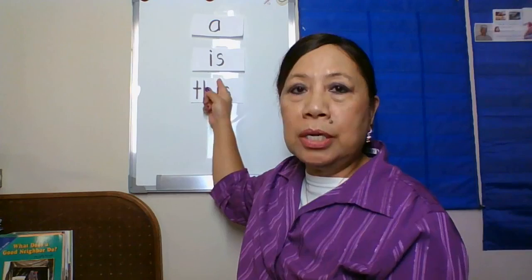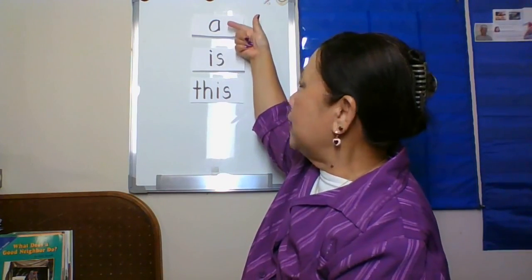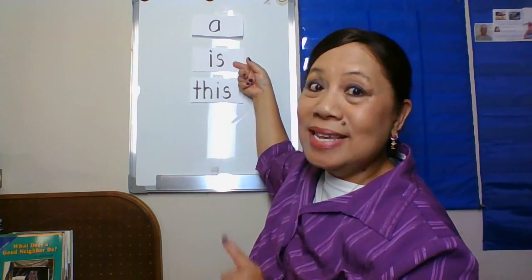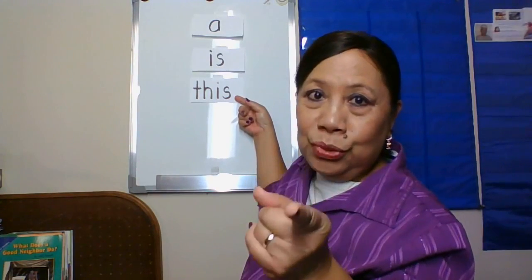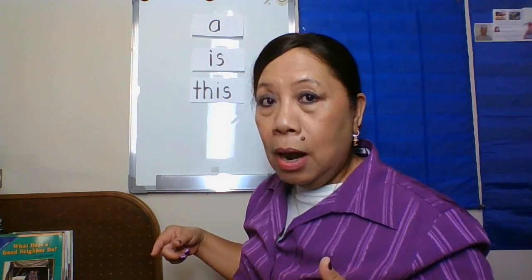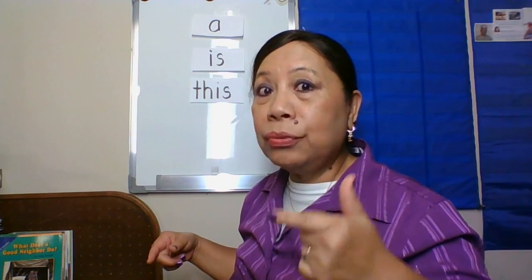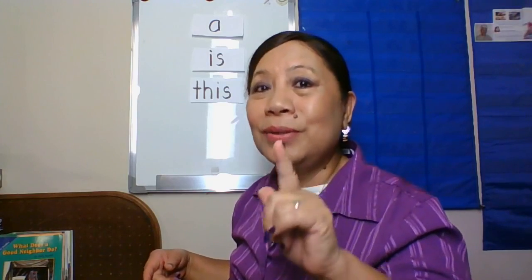Listen carefully because I'm going to read all these words. Follow along silently. The first word is A. Repeat. Next word is is. Repeat. Last word is this. Your turn to repeat. Now I'm going to read all three words at one time. Listen carefully and follow along silently as I read all three words. You will get a chance to read all three words all by yourself.